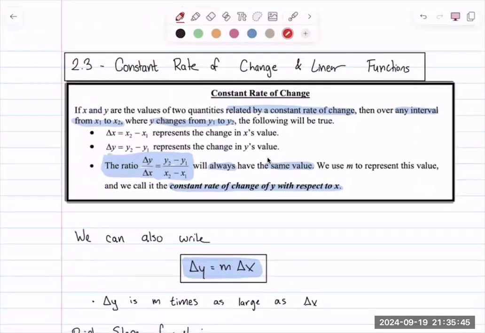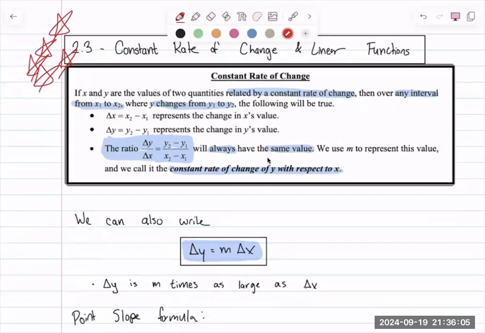Moving on to constant rate of change and linear functions. This is going to be a really important topic for this whole course. This exam will have a lot of questions on it, and your future exams will have a lot of questions on it. This is a really important concept. So if you don't have this nailed down, please do some practice problems.